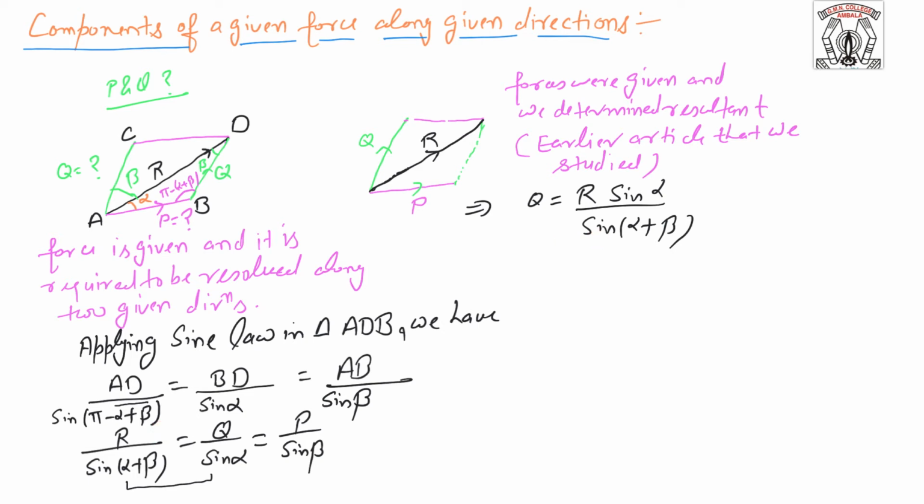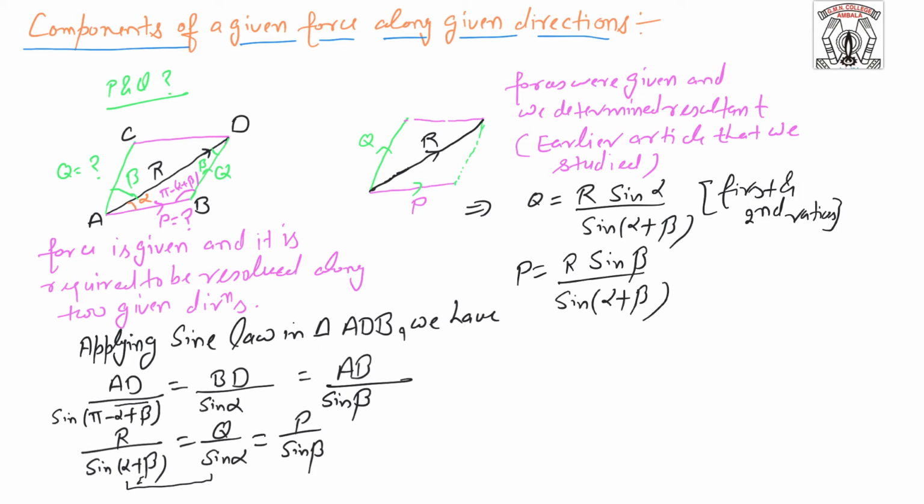Similarly, taking the first and third ratios, P is equal to R sine beta divided by sine (alpha plus beta).